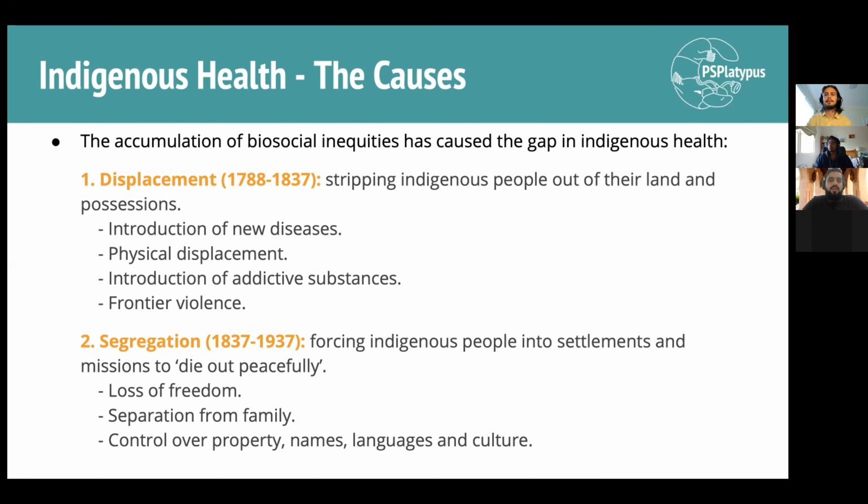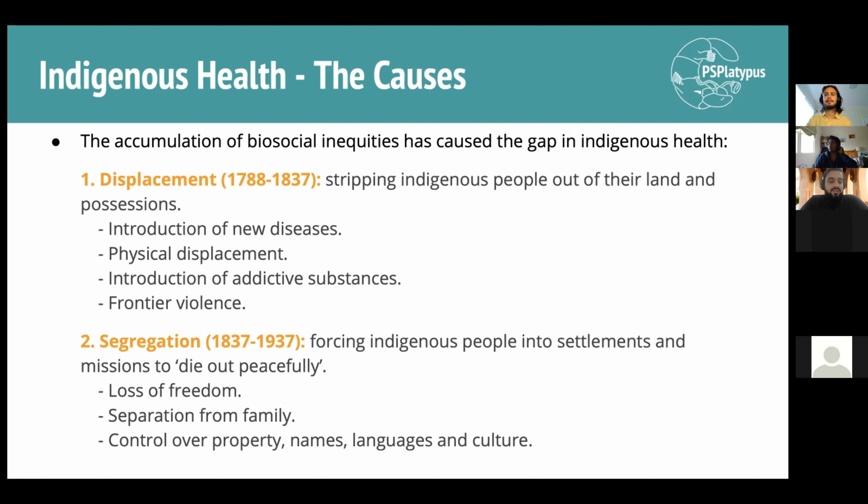And so when the Europeans came, they introduced new diseases to the indigenous community. Also lots of sexual diseases due to the sex abuse. Then we have physical displacement. They were moved from their properties, the places they were living. Also, there was an introduction of addictive substances like drugs and alcohol that the indigenous community wasn't familiar with before. And lastly, frontier violence, which basically means violence and massacres that caused the death of indigenous people.